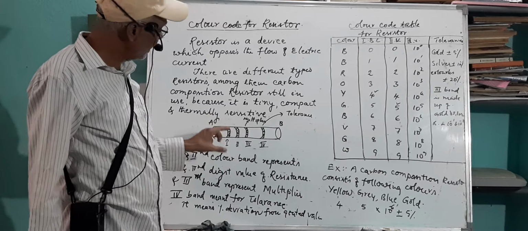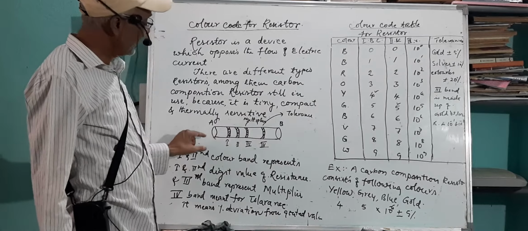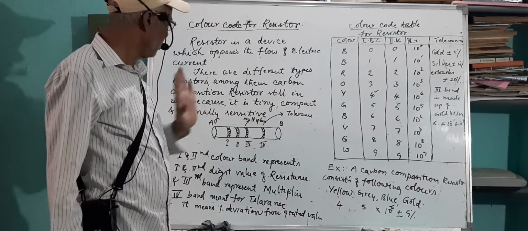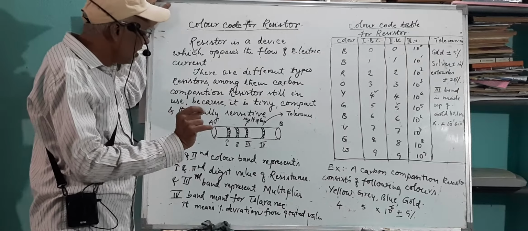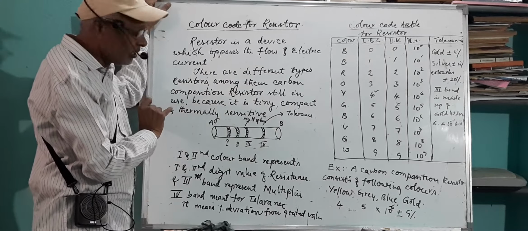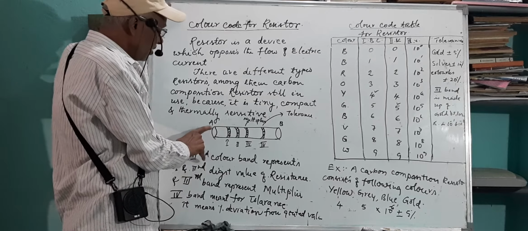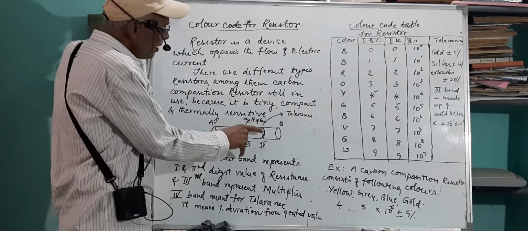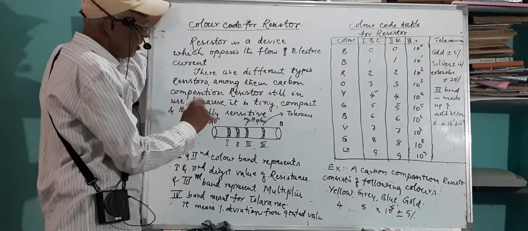Now today, as I draw the figure of the carbon composition resistor, it is in cylinder or rod shape form. Since it is very tiny, it is very difficult to print the resistance value over this device. So in order to find out the resistance value of this resistor, a sequence of color bands is printed on this rod.